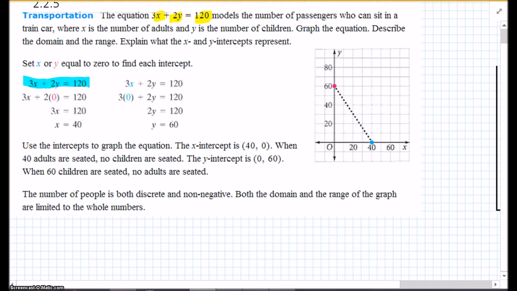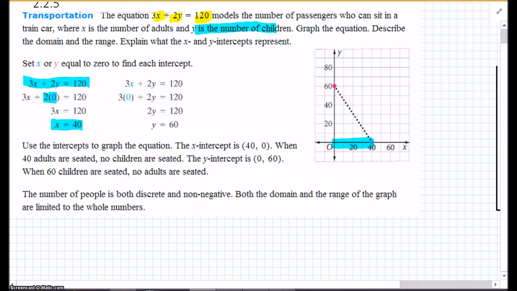Okay, so let's find the maximums of each. So y represents the number of children. So if there are no children on the bus or on the train, that means 3x = 120. So divide each side by 3, x = 40. That means the maximum number of adults, x, would be 40. You can see that down here. That's the most they could have if there were no children.